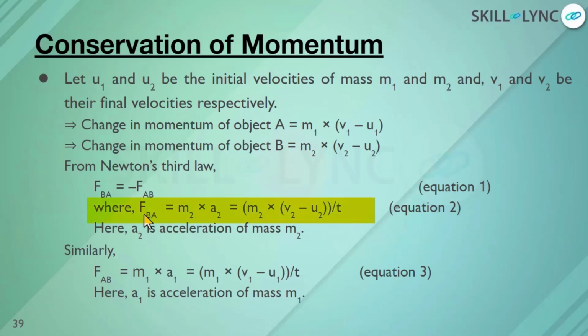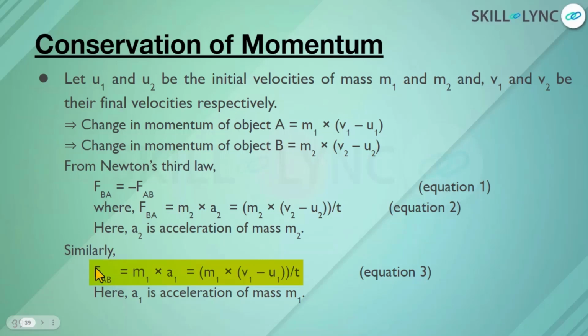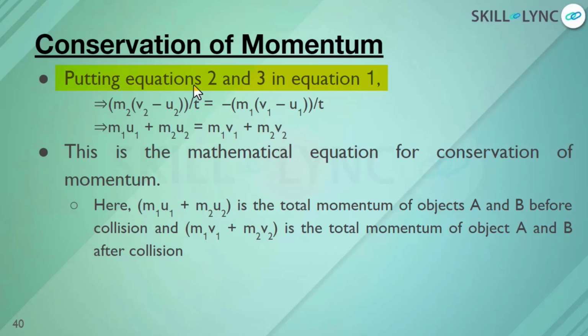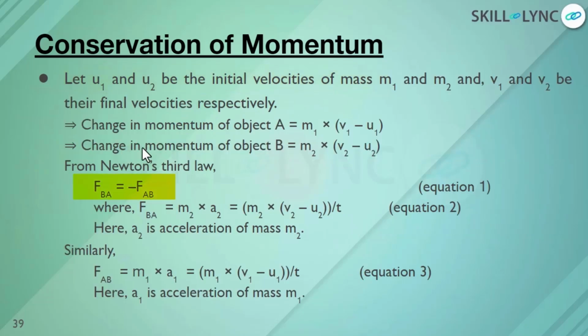Equation 2 was force exerted by object B on object A is equal to m2 into (v2 minus u2) divided by time. Similarly, equation 3 was FAB, force exerted by object A onto object B, is equal to m1 into (v1 minus u1) divided by time. Thus, by putting equation 2 and equation 3 in equation 1, the equation 1, FBA is equal to negative of FAB.